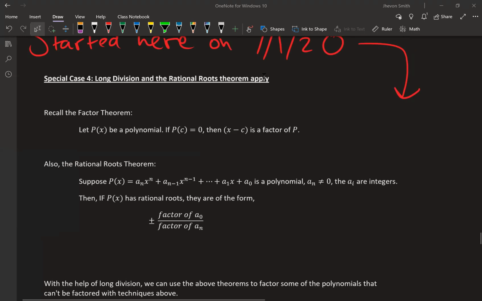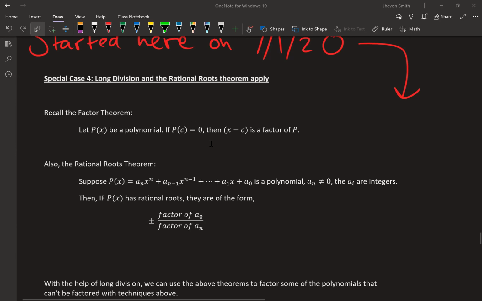Okay, so we are going to look at special case 4. This is using long division and the rational roots theorem. I'm not really going to explain to you how to actually do long division again. I would expect you guys to remember how to do that. Hopefully you do.